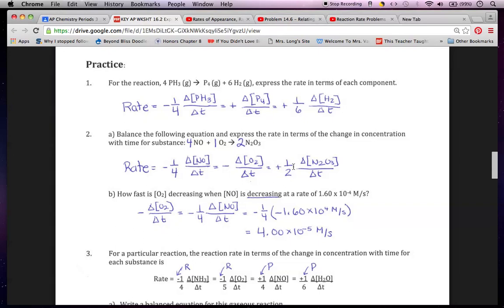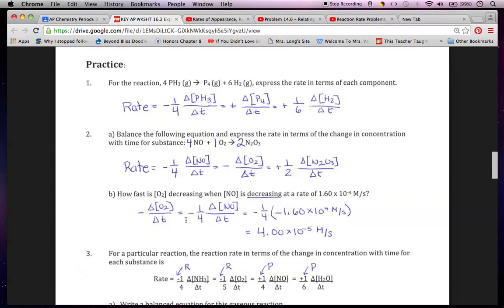So how can we actually then use that to make a calculation? So in B, under number 2, it says, how fast is the concentration of oxygen decreasing when the concentration of nitrogen monoxide is decreasing at a rate of 1.60 times 10 to the -4 molar per second? So we can choose to just, because O2 up here is already 1-to-1, we can actually just pull this right out from there. So I'm going to take my concentration of O2, my concentration of NO, and plug it in down here.